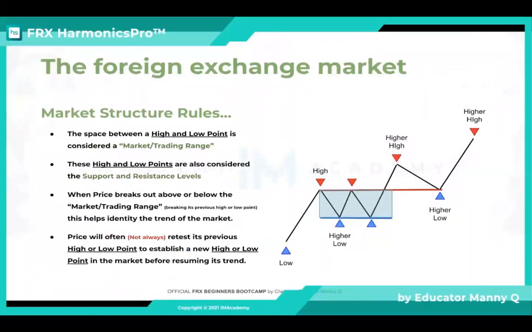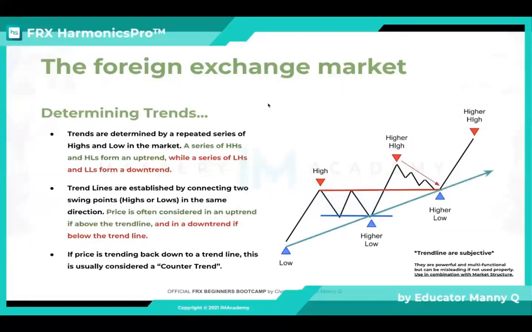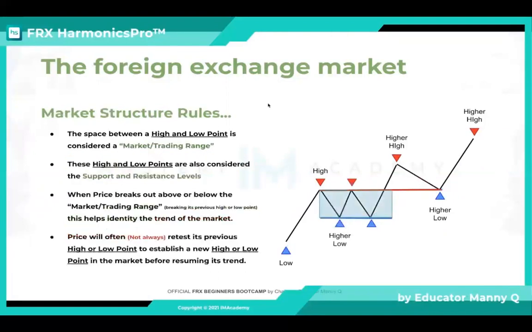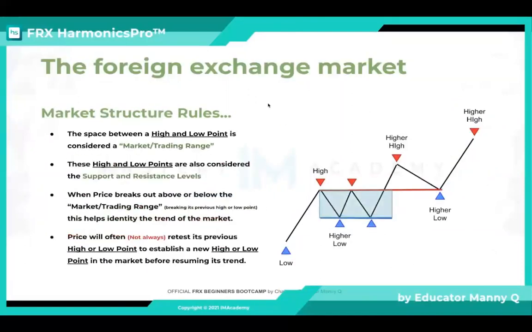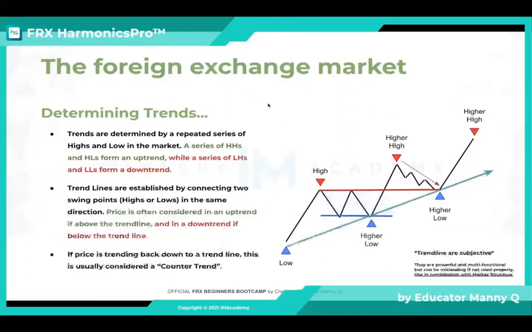Now, moving forward in the market, now that we understand market structure rules, let's talk about determining trends. All right, now moving forward, let's talk about determining trends in the market.